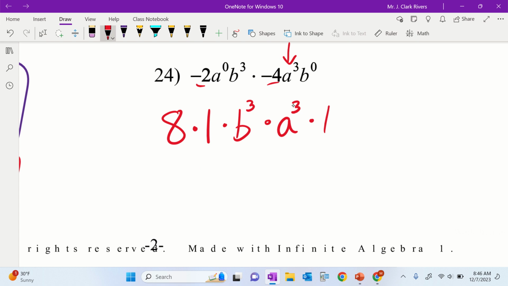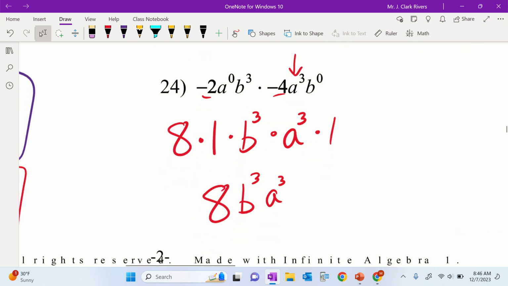Okay, let's simplify this a little bit. 8 times 1 times 1 is just 8. B to the power of 3. A to the power of 3. And the order in which you put the variables doesn't matter, because b to the 3rd, a to the 3rd, or a to the 3rd, b to the 3rd. Commutative property allows us to multiply in any order we want to.